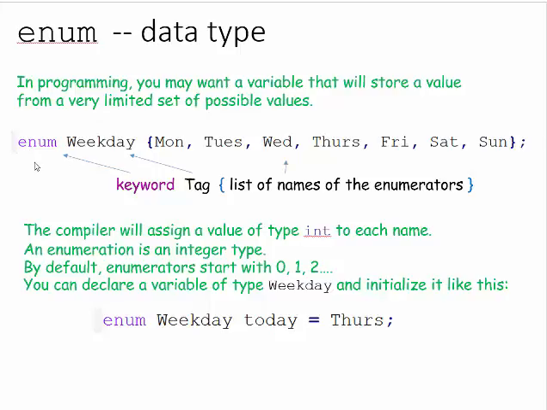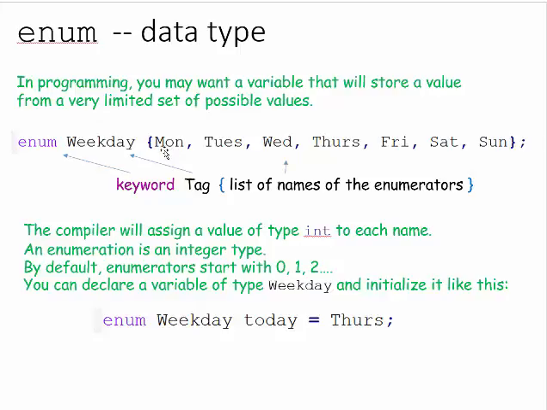It begins with the keyword enum. This is the tag, and notice I give it a capital letter. That is part of our programming style. The name of the enumeration, the tag, starts with a capital letter. So Weekday, and in this case I have a list of the names of the enumerators. So there's 7 of them, but the value corresponding to Monday is 0. The value corresponding to Tuesday is 1, 2, 3, 4, 5, 6.